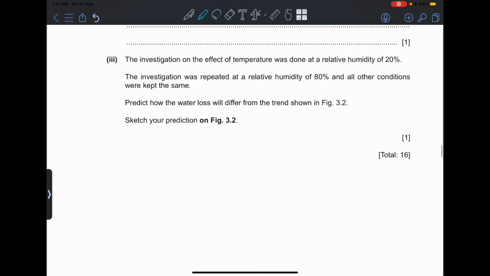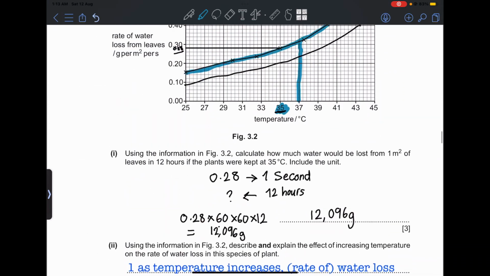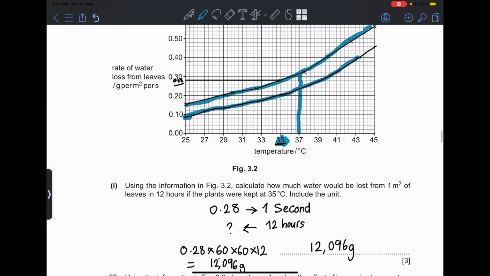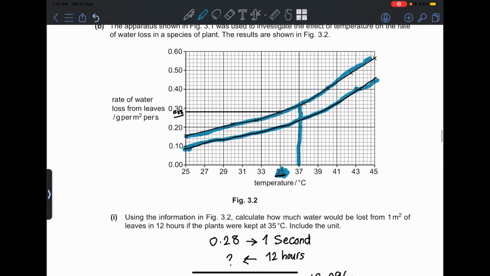Sketch your prediction. So over here I have actually drawn this down. This is the one that I have drawn. It is this one below the original graph. This is because we know that as the humidity increases, there is going to be less water loss. There are fewer changes in the water mass of the leaf. So at higher humidity, there is lower transpiration.